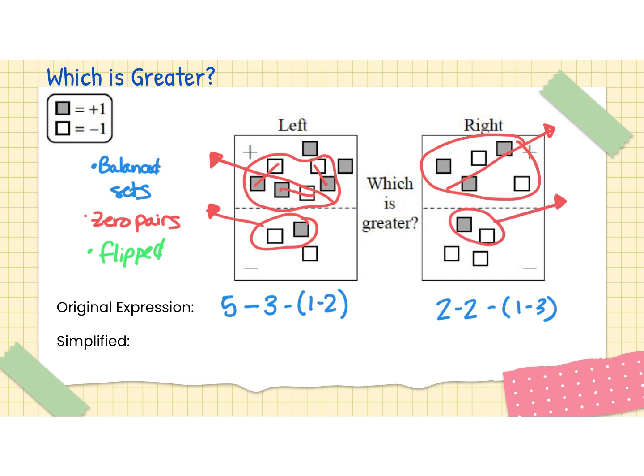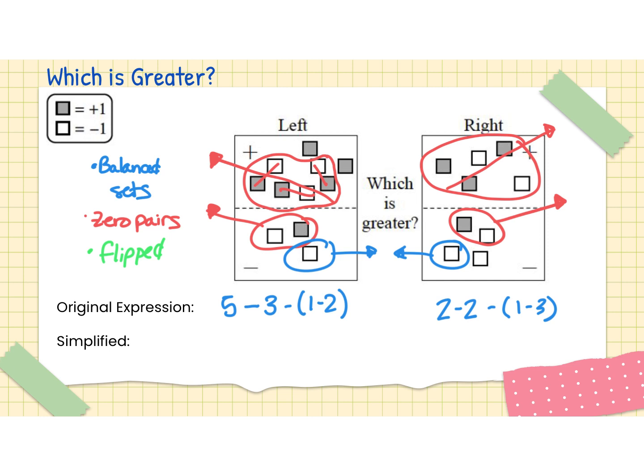Okay, so I'm taking a look, and it doesn't look like I have any balanced sets. Ooh, I think I'm wrong about that, actually. I do have a balanced set right here and right here. Those can both leave the mat, making my life a lot easier before I end up flipping my mat.